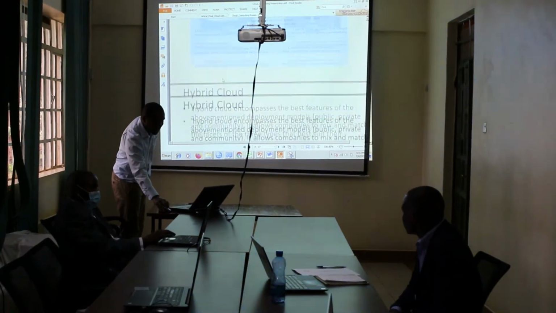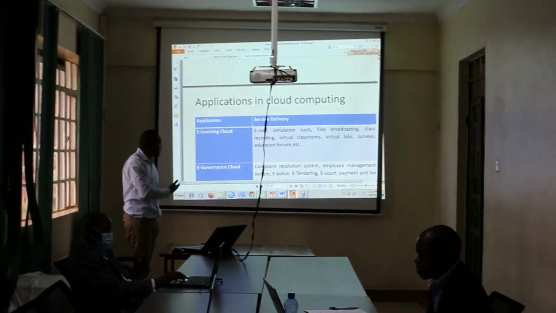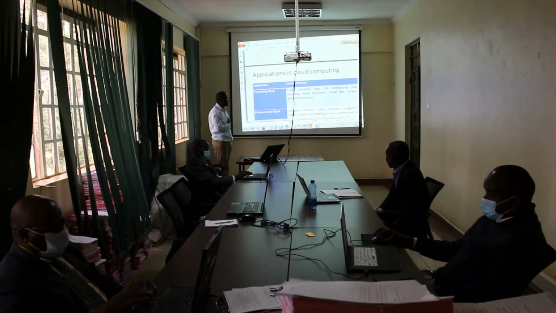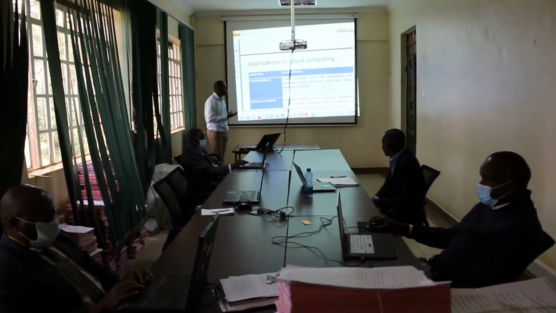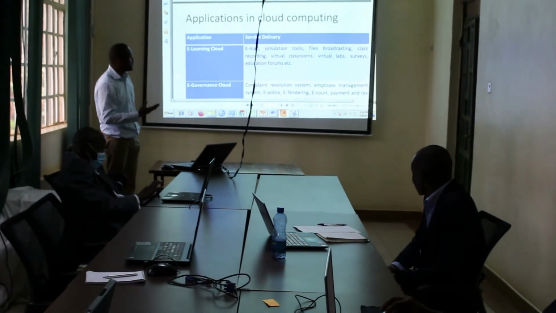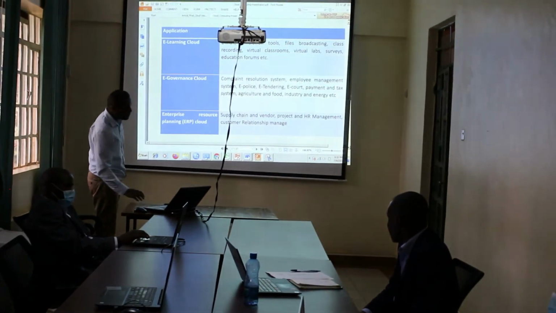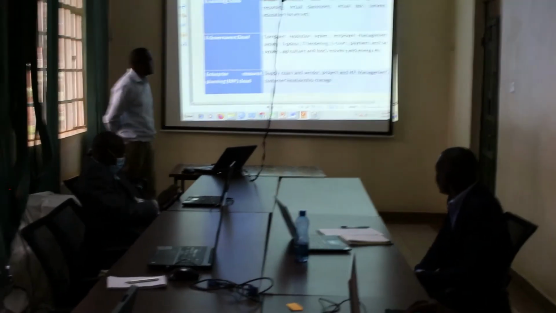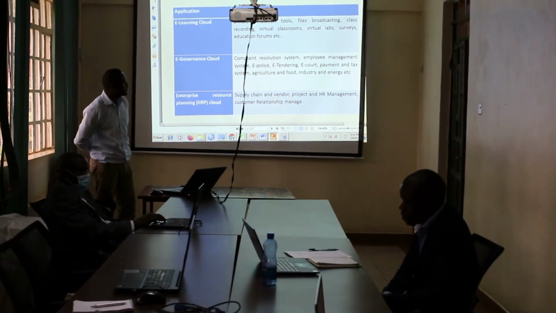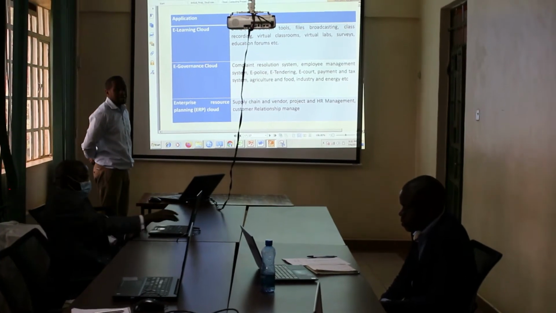So we can look at applications in cloud computing. The first application you can look at is e-learning clouds, for institutions. In e-learning clouds, we have service delivery such as email, simulation tools, file broadcasting, class recordings, virtual classrooms, virtual labs, surveys, and education forums. Further, we can look at e-governance clouds, and this is where we have complaint resolution systems, employee management systems, e-policing, e-tendering, e-court, payment and tax systems, agriculture and food, industry and energy.